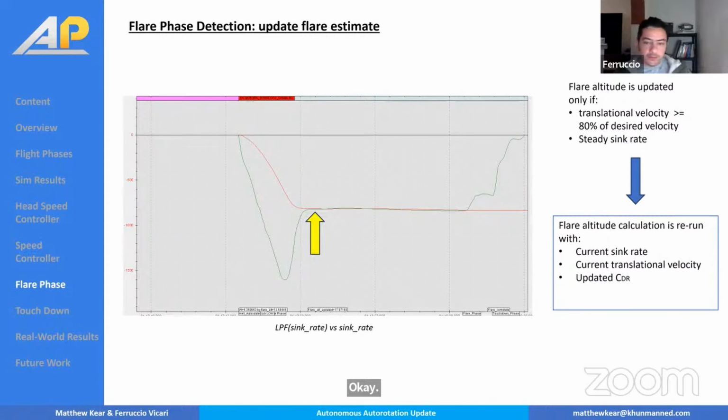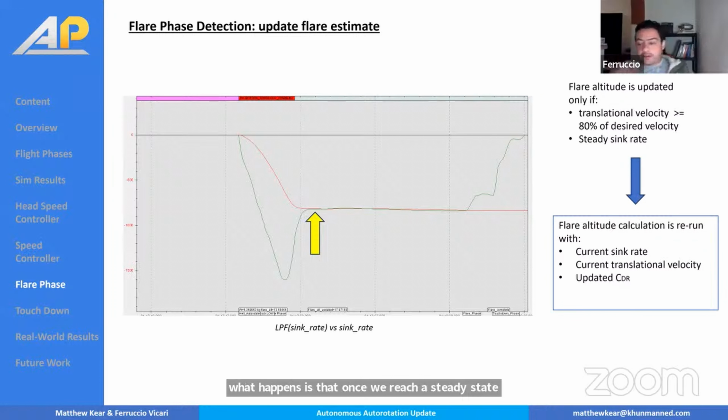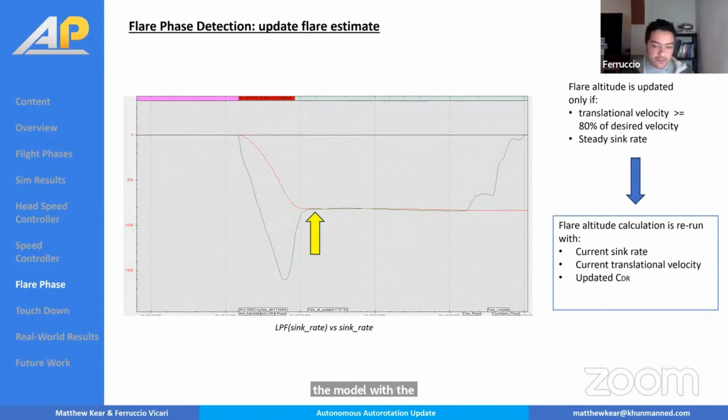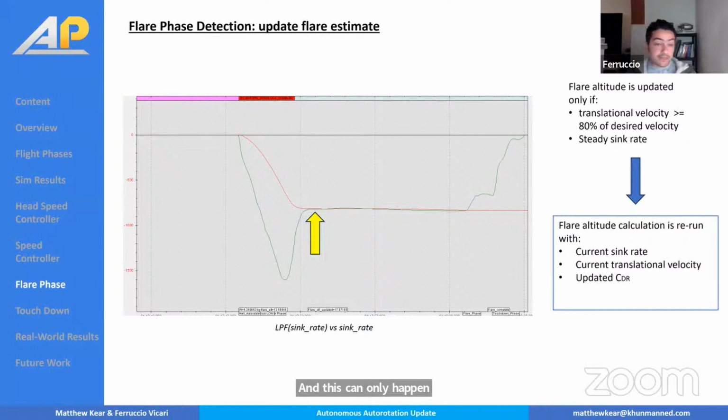About the flare calculation, well, the initial calculation is based on some rough estimations which derive from vertical autorotation and desired forward speed. What happens is that once we reach a steady state glide, we run the flare altitude calculation again with the current sink rate and forward speed. So we update the model with a better and more accurate calculation of the drag coefficient of the rotor disc. And this can only happen if the conditions of the glide are steady.